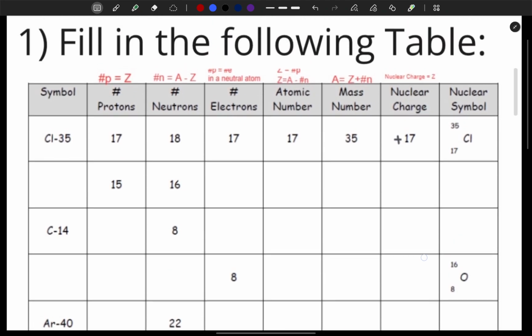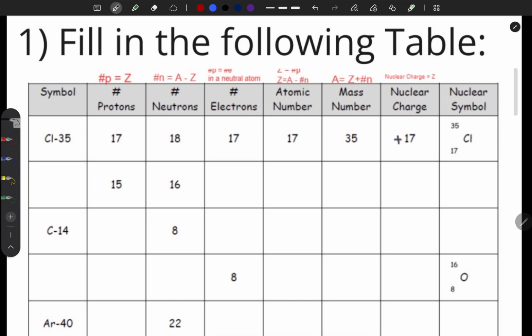Hello everybody and welcome to this video where we're going to look at how we can fill in something like this that talks all about subatomic particles. So first of all, we have an example here set up for you to see what is the expected answer for every category. So let's jump right into the second row in this table.